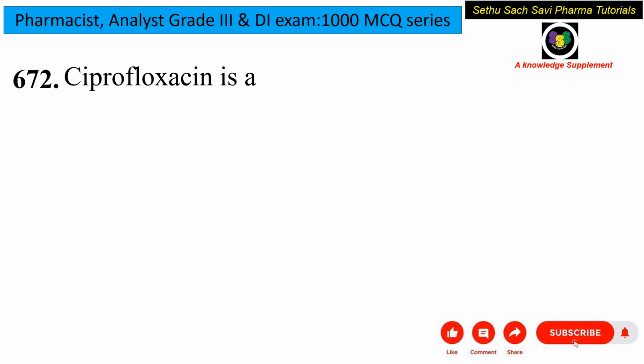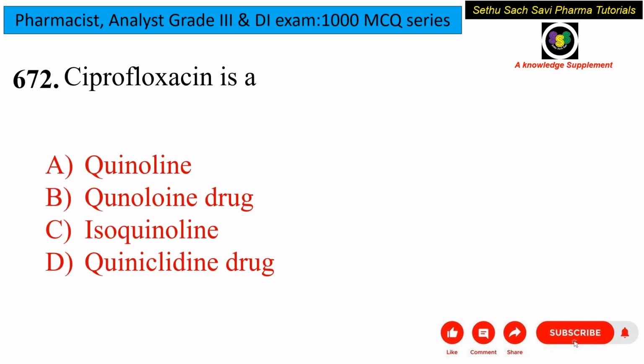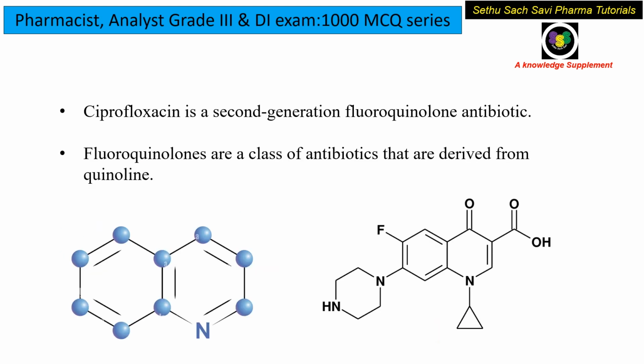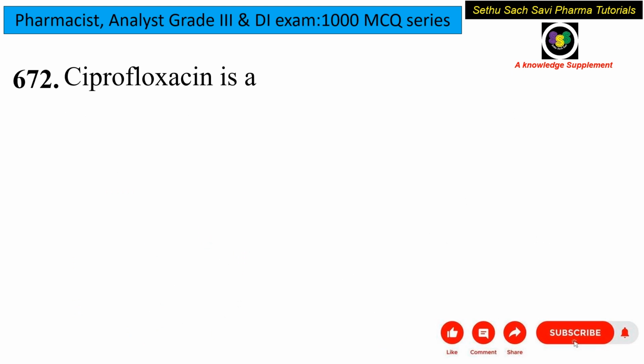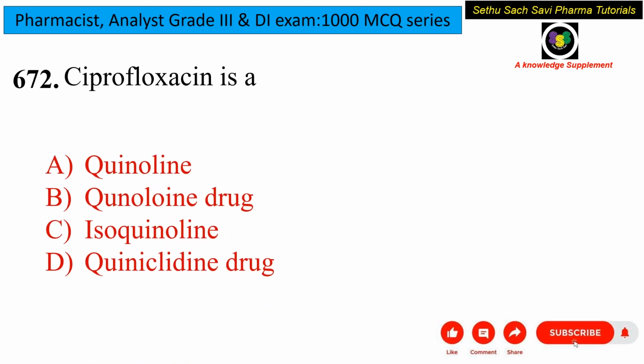Coming to the next question, ciprofloxacin is a: quinolone, quinoline drug, isoquinoline, or quinuclidine drug? Yes, ciprofloxacin is a second generation fluoroquinolone antibiotic. These are derived from quinoline. Now this is the structure of quinoline, and this, as you can see, is the structure of ciprofloxacin. So ciprofloxacin is a quinoline derivative.